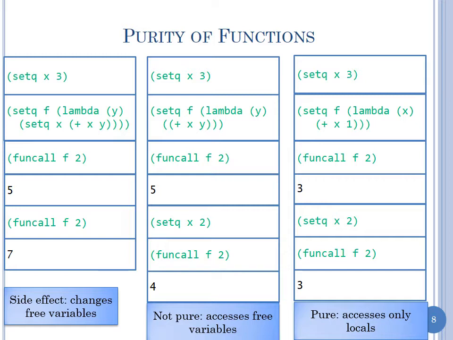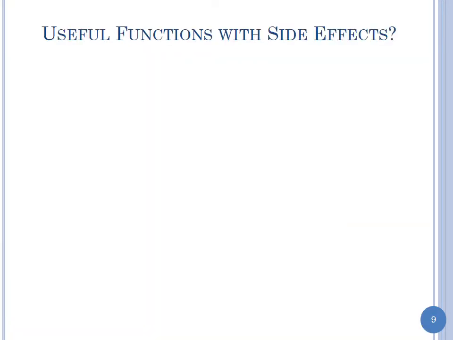So Setq inside lambdas can result in side effects if it's accessing a free variable, and so that's the Setq problem. So you might say that we shouldn't have any side effects.